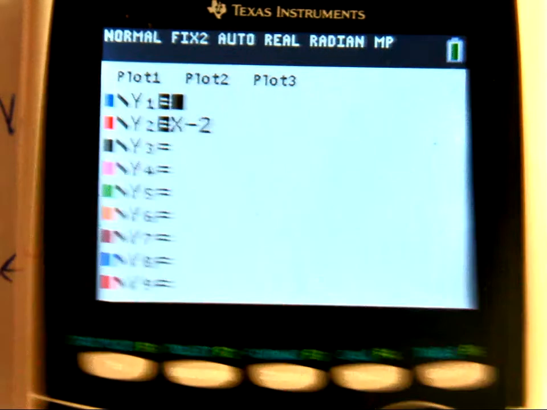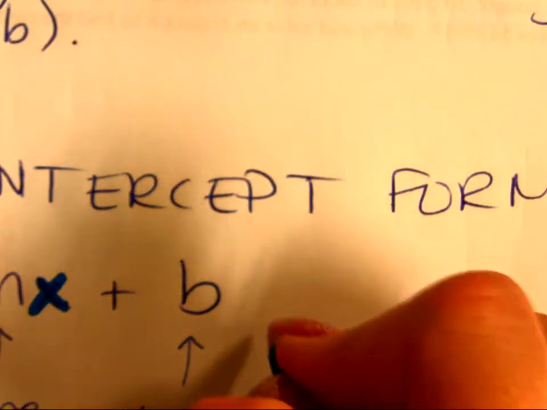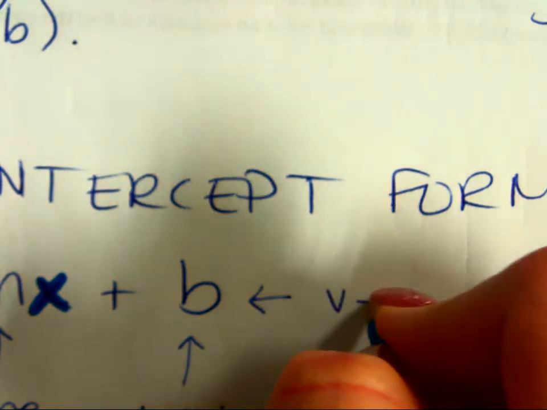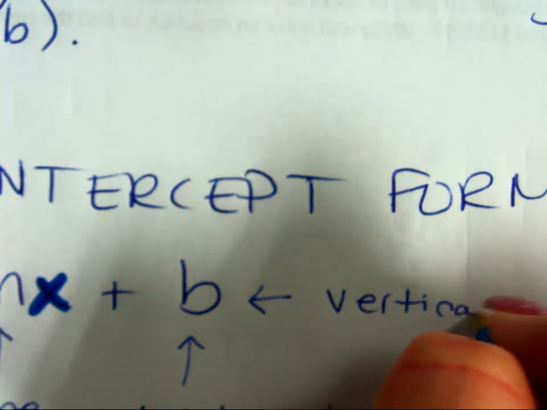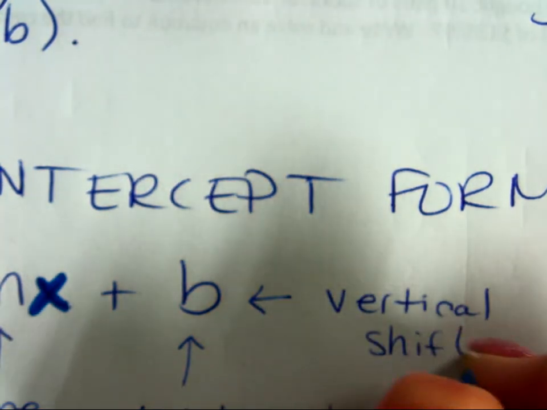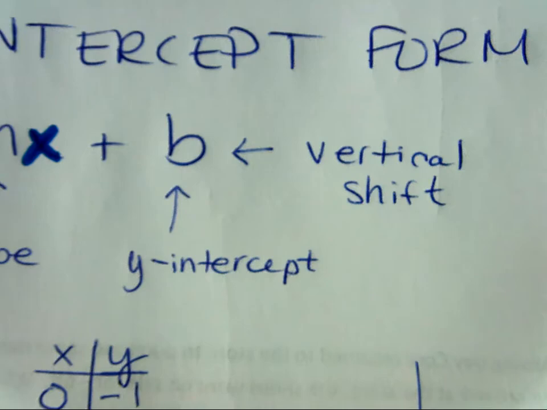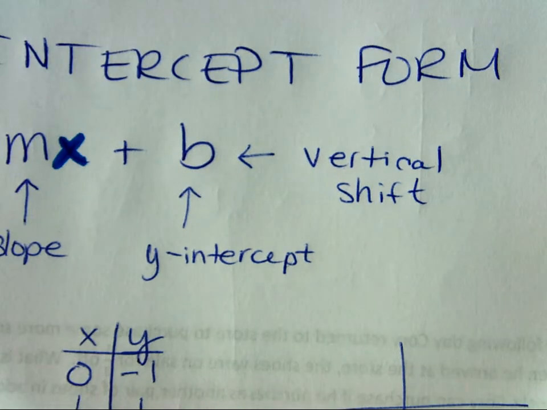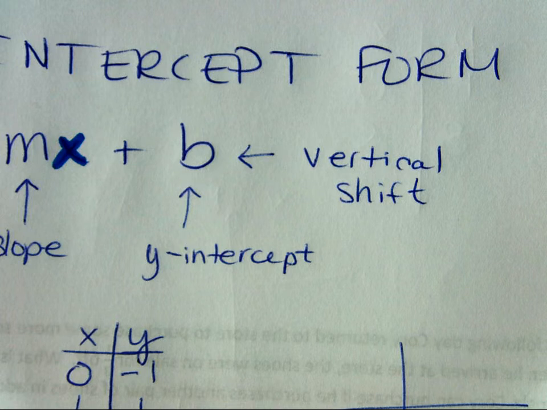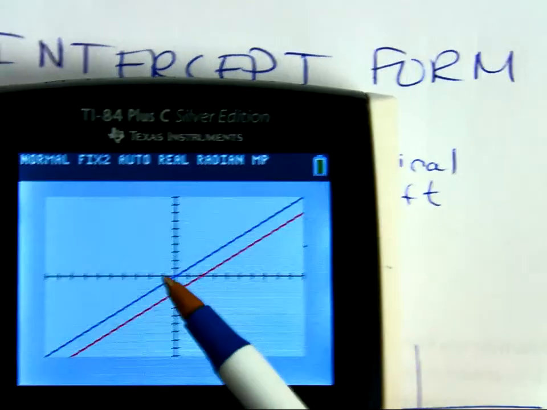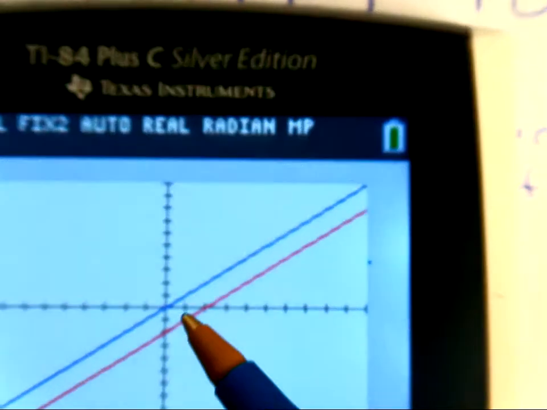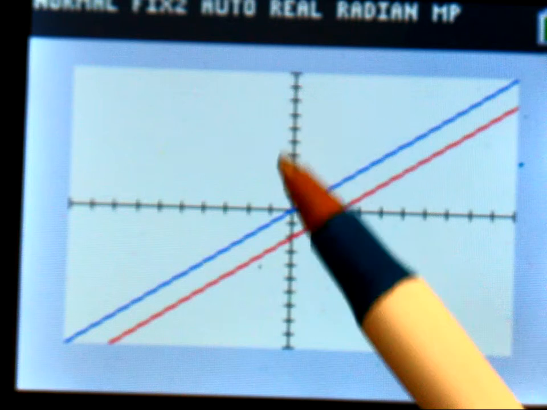So why don't we point to this up here, and we're going to call that a vertical shift. Okay, do you agree? I'm just shifting that line up and down. That's what the number after y or x is, it's called your y-intercept. It's called an intercept because that is where the line intercepts or touches or intersects the y-axis, right?